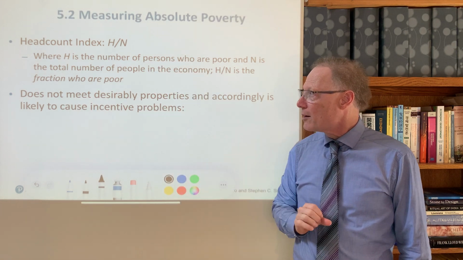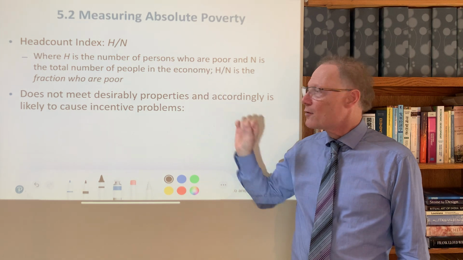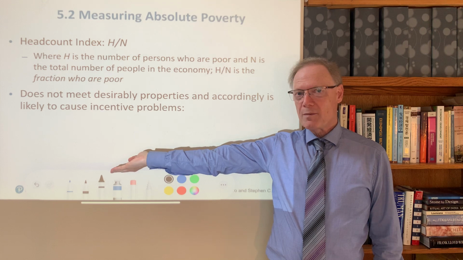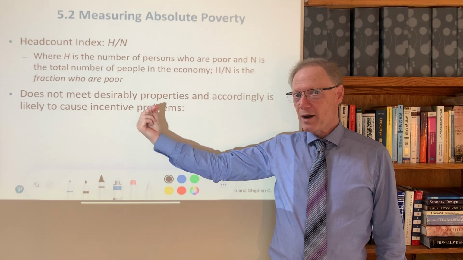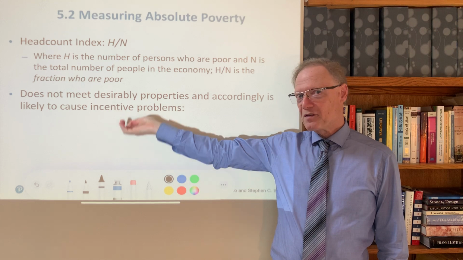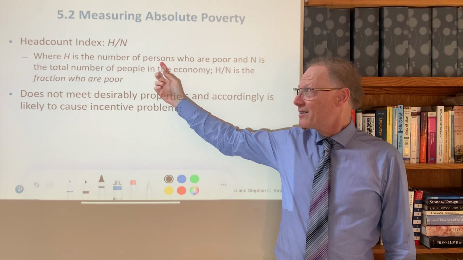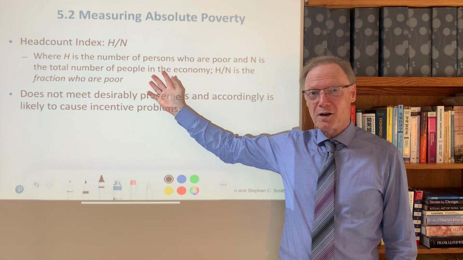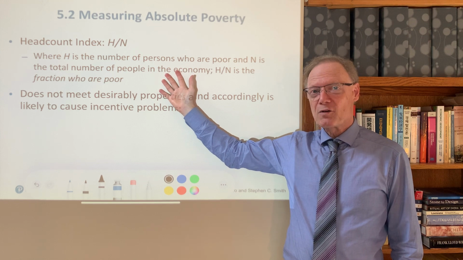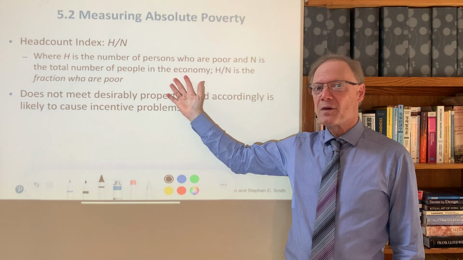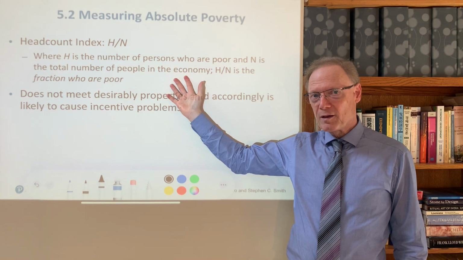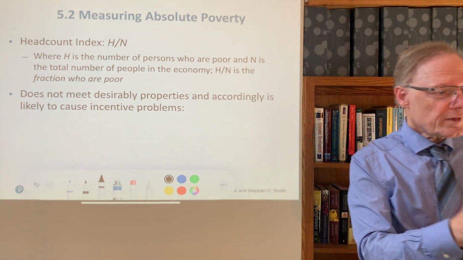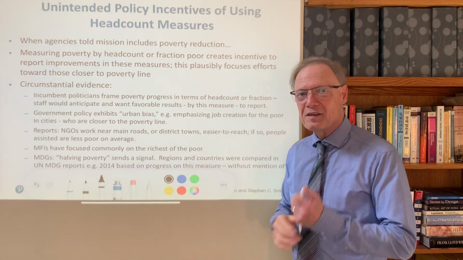You can look at this right away and see that it has some problems. For example, this H is just anyone whose income is below the poverty line, YP. So if that person's income went up, everything else constant, but that person's income was still below the poverty line, the headcount index would be unaffected. So we know this cannot be a good measure of poverty, despite the fact that it's the most commonly used measure. And in fact, it was the measure even used for the Millennium Development Goals to track progress against poverty. So it's possible also that this even causes incentive problems.